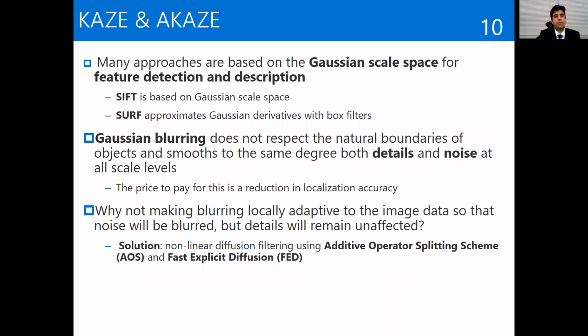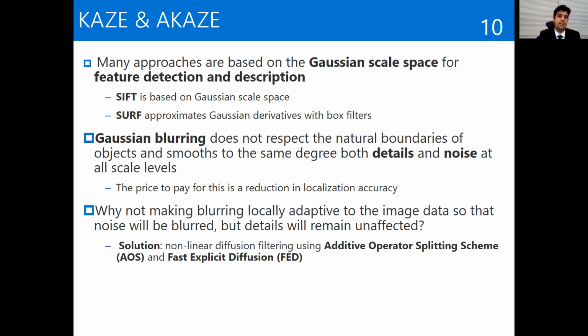orientation. So the last two descriptors are KAZE and accelerated KAZE. Since many approaches are based on the Gaussian scale space for feature detection and description, such as SIFT, which is based on the Gaussian scale space, and SURF, which approximates the Gaussian derivatives with box filters. With these approaches, the Gaussian blurring doesn't respect the natural boundaries of the objects and smooths to the same degree both the details and noise at all scale levels. So the price to pay is in the detection and localization accuracy.